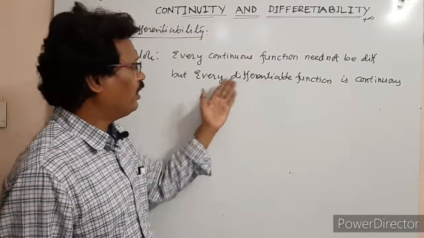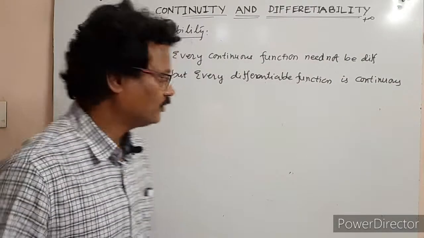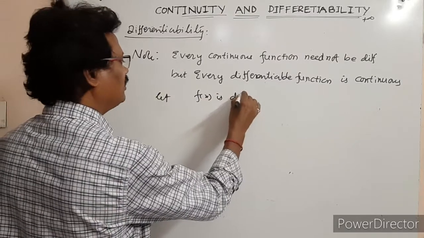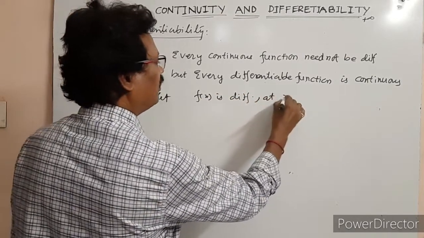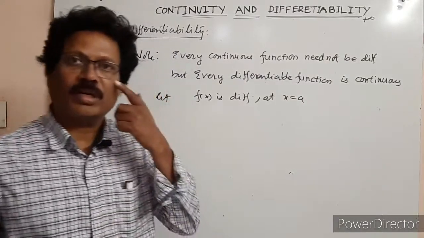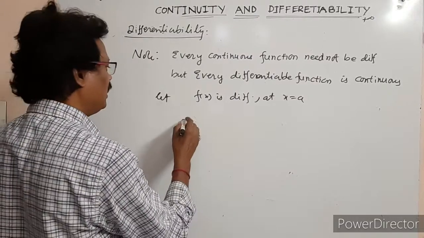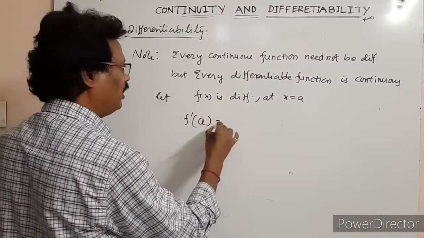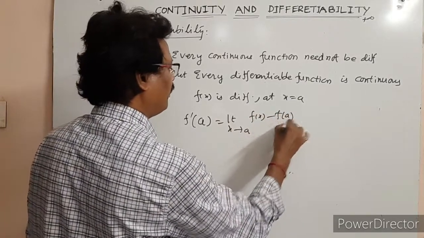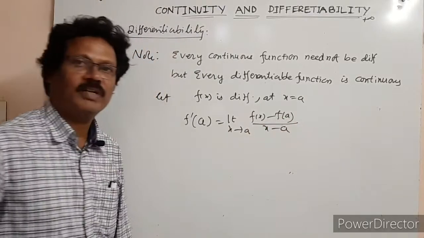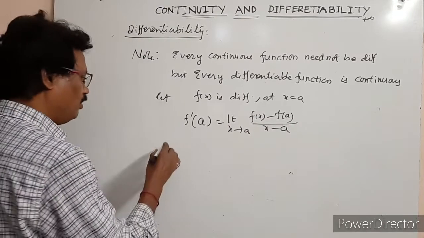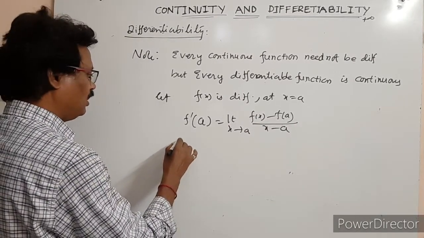Now let us see whether every differentiable function is continuous or not. Let this f(x) be differentiable at x equal to a. Now let us check at x equal to a whether this is continuous or not. Okay. Now see, what is f dash a? F dash a is limit x tending to a, f(x) minus f of a by x minus a. This is f dash a. They are telling it is differentiable, that is why this limit exists. Okay, now I am writing like this. This is f(x).